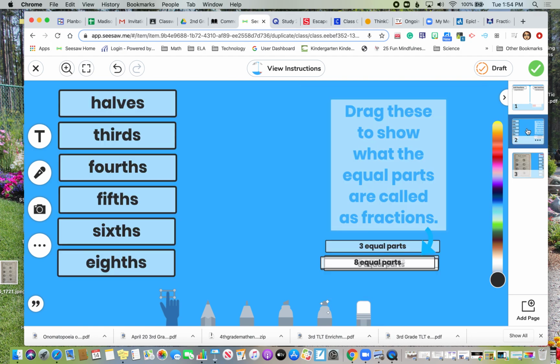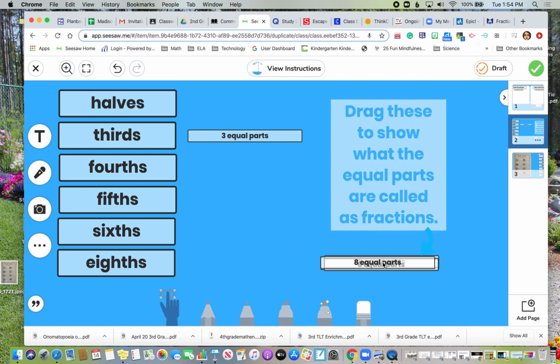Then on the next page of the activity, you're going to match the number of equal parts with the name that they're called. So for example, a shape divided into 3 equal parts is called thirds. And so I'm going to move this 3 equal parts over here next to thirds. Then you'll take the next card and say, well, 8 equal parts, or whatever the next one is, and you can match that with what it's called over here.